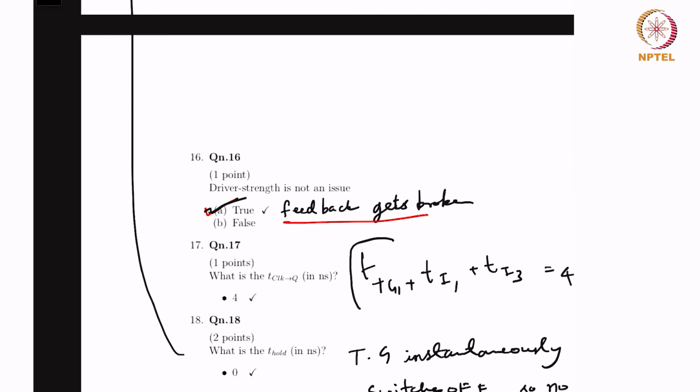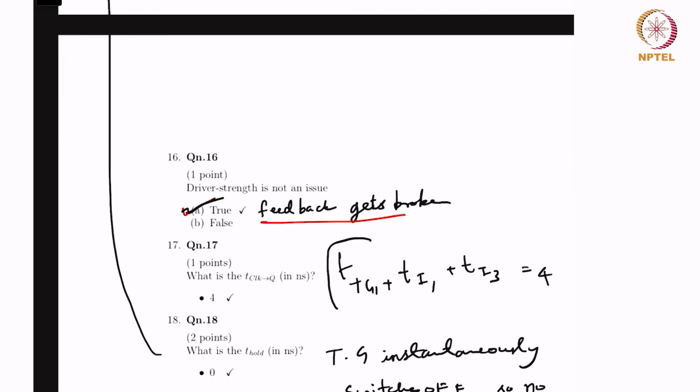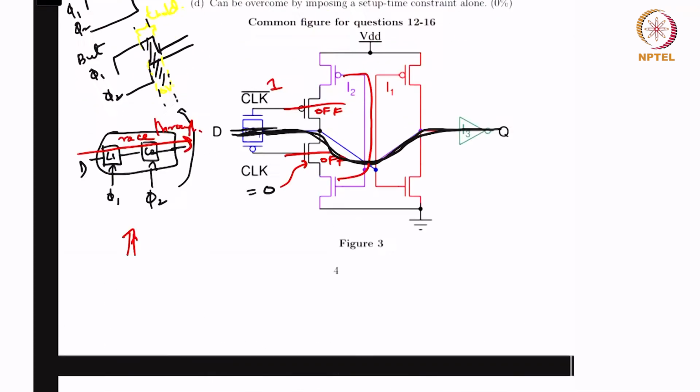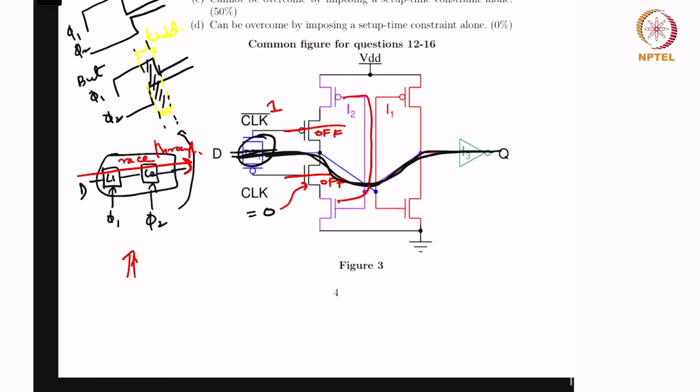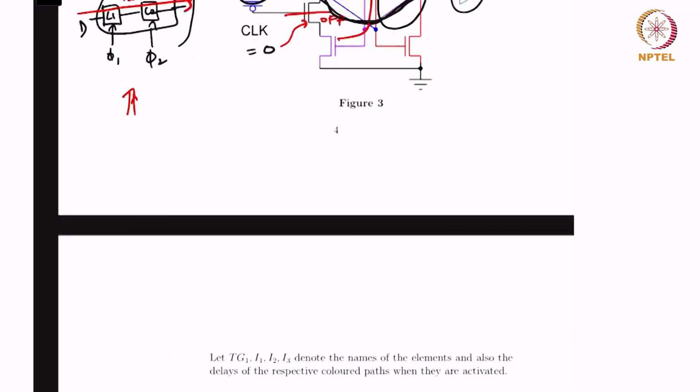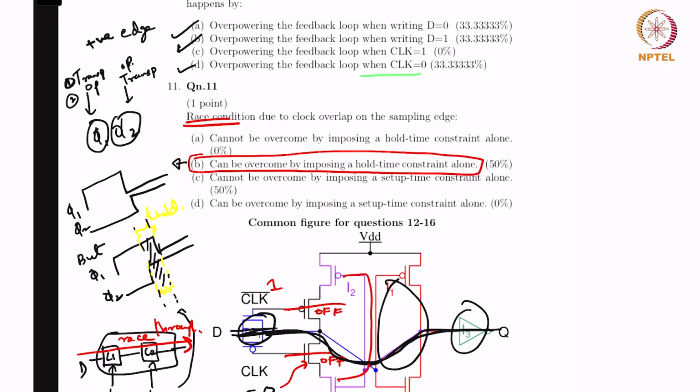What is the T clock to Q? So T clock to Q is nothing but TG1 plus TI1 plus TI3, which is nothing but this plus this plus this. From the instant clock goes to Q. So basically it's clock to Q.